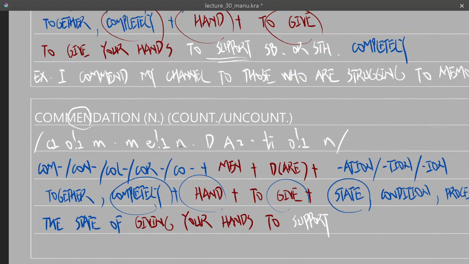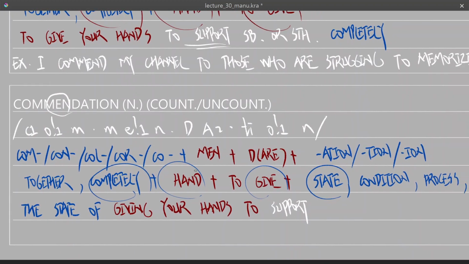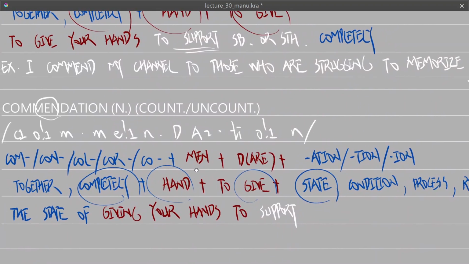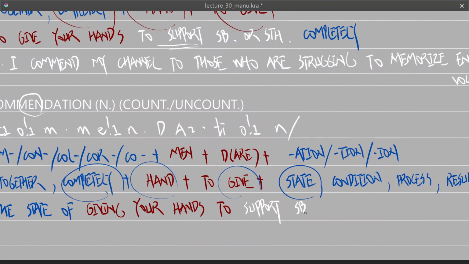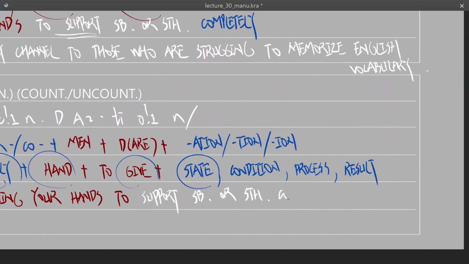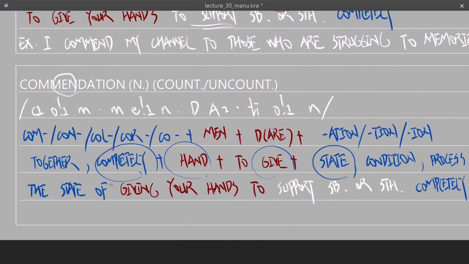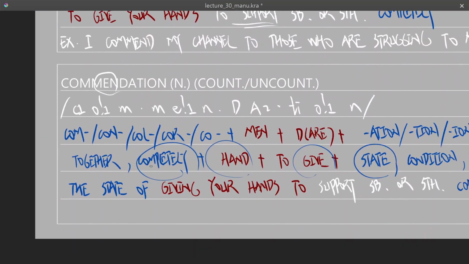So the state of giving your hands to support. To support what? To support somebody or something completely. Alright, the state of giving your hands to support somebody or something completely. Commendation.